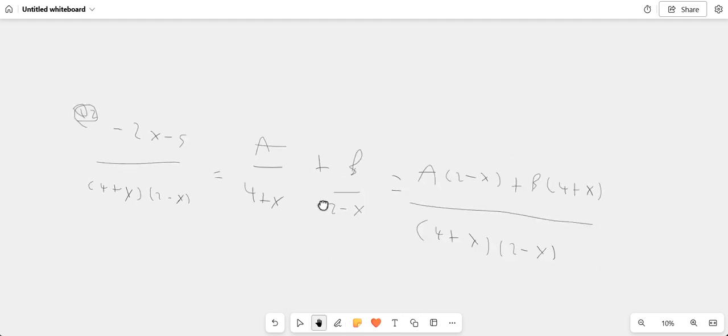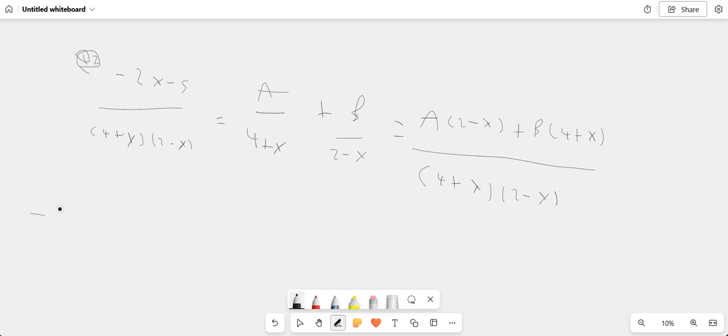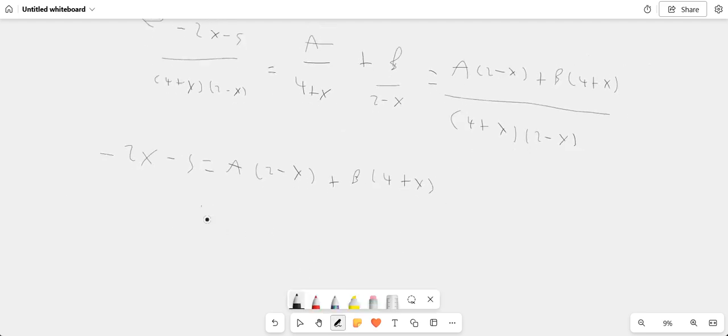Alright. So equate the top here. So minus 2x minus 5 is equal to a open bracket 2 minus x plus b open bracket 4 plus x here. Alright. So now obviously let x equal 2.